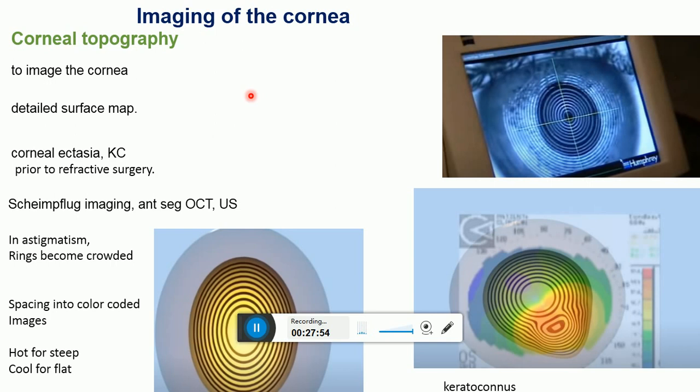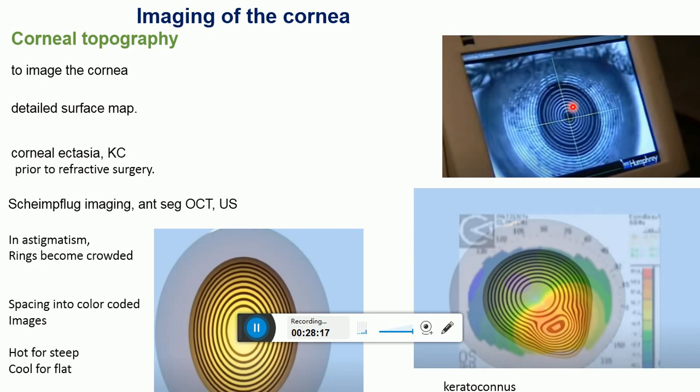Corneal topography is used to image the cornea by projecting a series of concentric rings. Here you can see these concentric rings of light. They are projected on the anterior surface and constitute a placido image. The reflected light is analyzed using computer software to produce a detailed surface map.